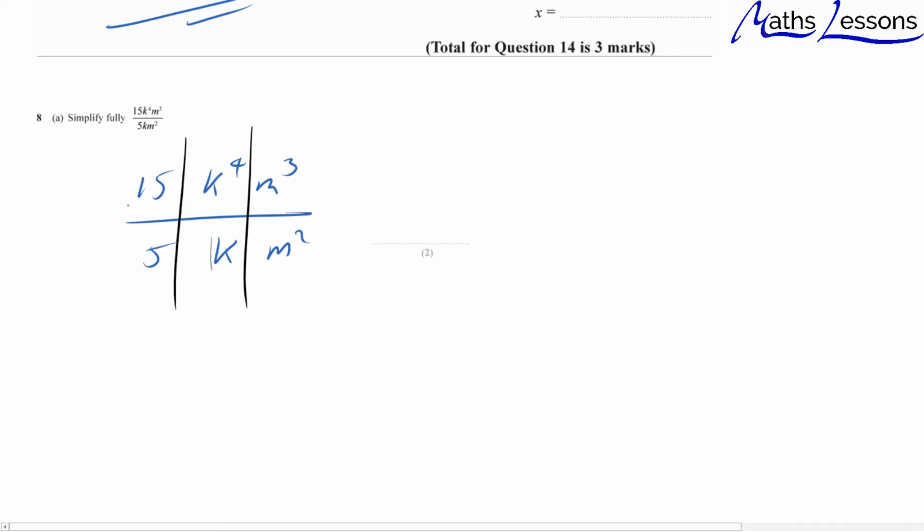The 5 can go into 15 3 times. K to the 4 divided by k will just leave you k to the 3. M cubed divided by m squared, you take away the indices, so that will just leave you m to the 1. So we've got 3k cubed m to the 1, which is best written as 3k cubed m, or 3mk cubed, either doesn't matter.